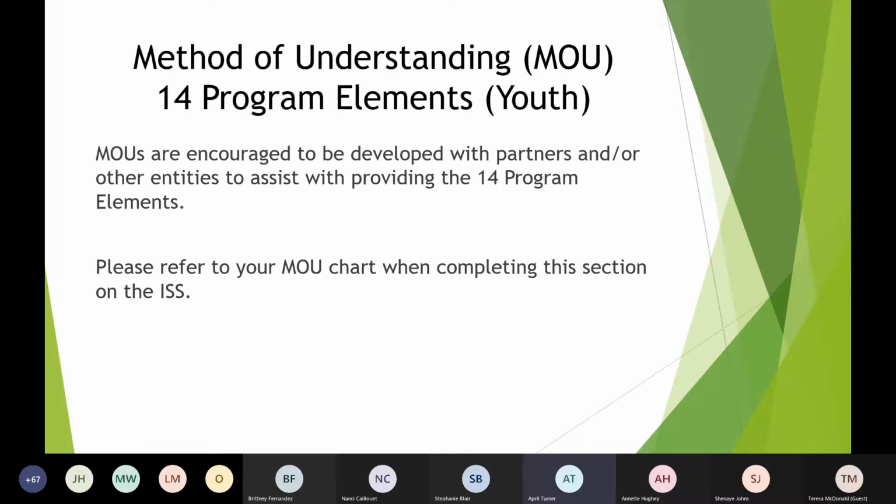MOUs, memoranda of understanding. This is for the 14 program elements for youth. MOUs are developed with partners to assist with providing the 14 program elements. You may have many partners or many entities that can help you in your community with helping these young youth be able to meet their goals.